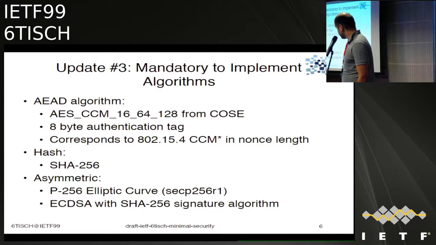In terms of hash, we mandate SHA-256, and in terms of asymmetric keys, we mandate the P-256 elliptic curve and the ECDSA signature algorithm. But this is prone to change. I would like to discuss this further during the meeting, whether we want to support the Curve25519, Edwards curve, if this would be useful, as there were some discussions today in the ACE meeting about that.